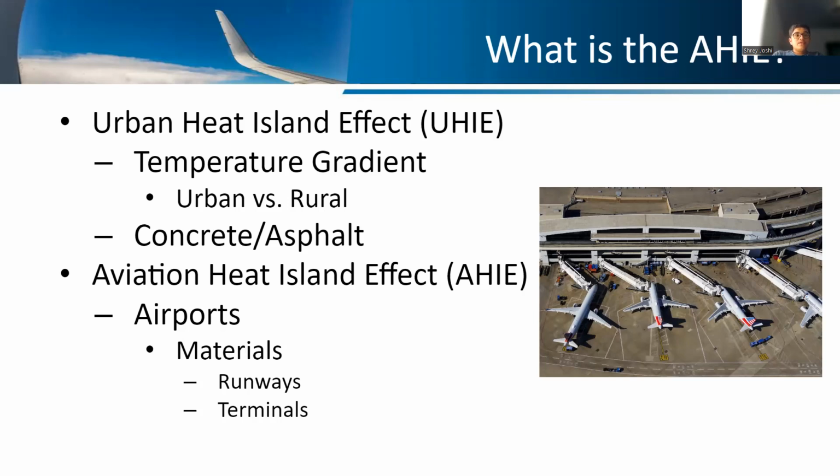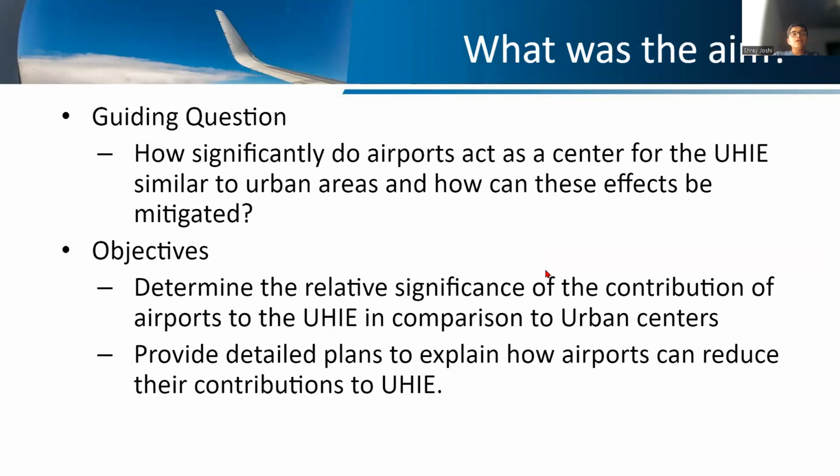Similarly to the UHIE, the aviation heat island effect affects airports because of the concentrated use of concrete and asphalt in the runways and the terminals of the airport, allowing it, at least hypothetically, to act the same as an urban area. The guiding question was to determine how significantly these airports, in fact, act as a center for the urban heat island effect, similar to urban areas, and how these effects can be mitigated, which also divided itself into the central objectives for this investigation.